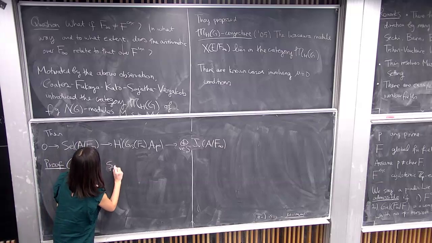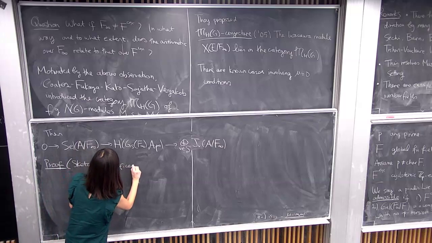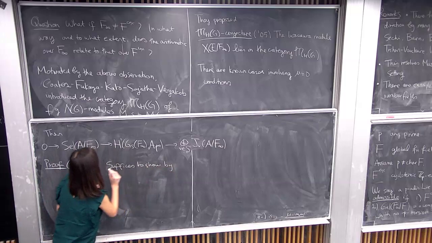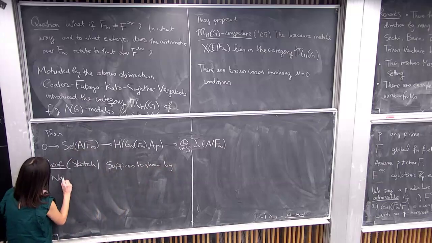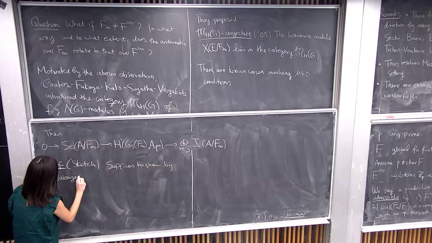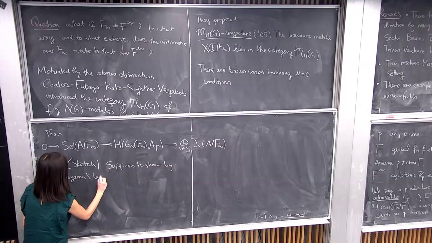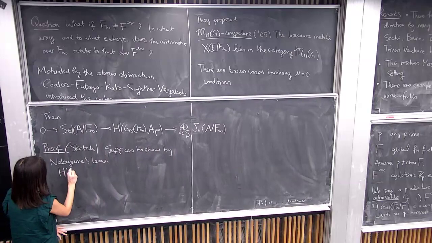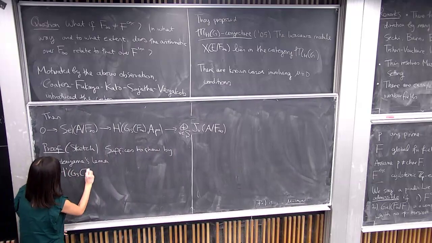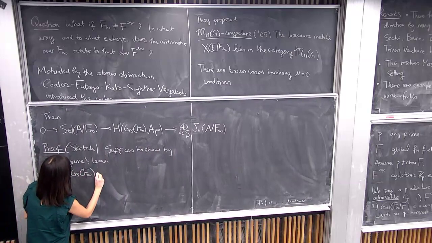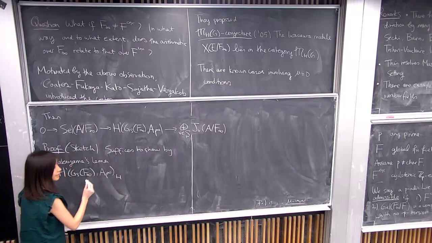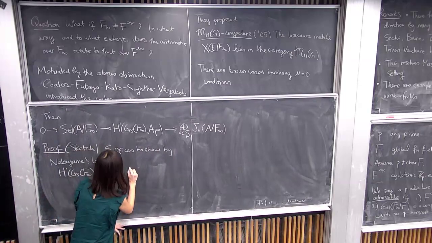Okay, then it suffices to show, again by Nakayama's lemma, that the H-coinvariants of the dual of H^1(G_S(F infinity), A[p infinity]) is a finitely generated module.